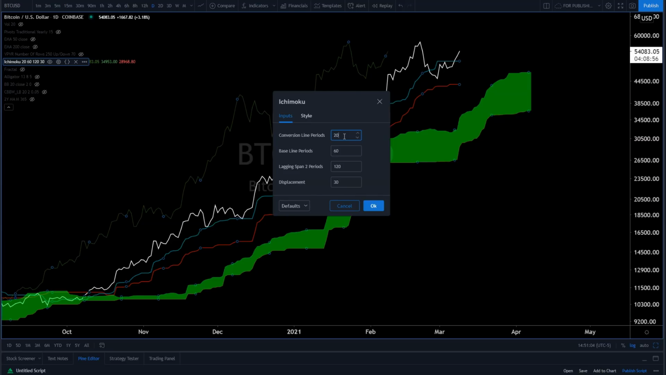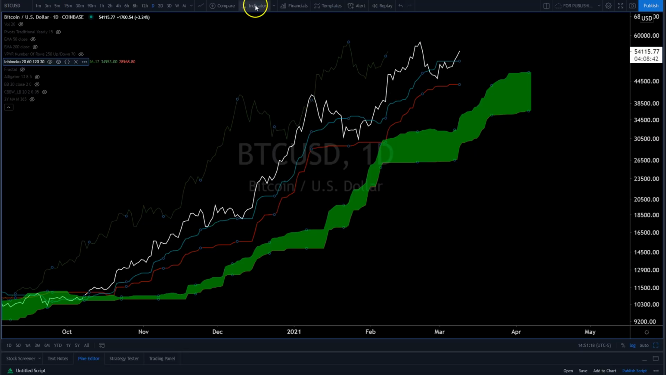We don't need to have the argument about which settings are better. If 5, 10, 15, 20 works better for you, then use it, right? I don't care. These are just settings that I use and find successful and make sense on backtesting. So that's how you add it, and that's how you change the settings.